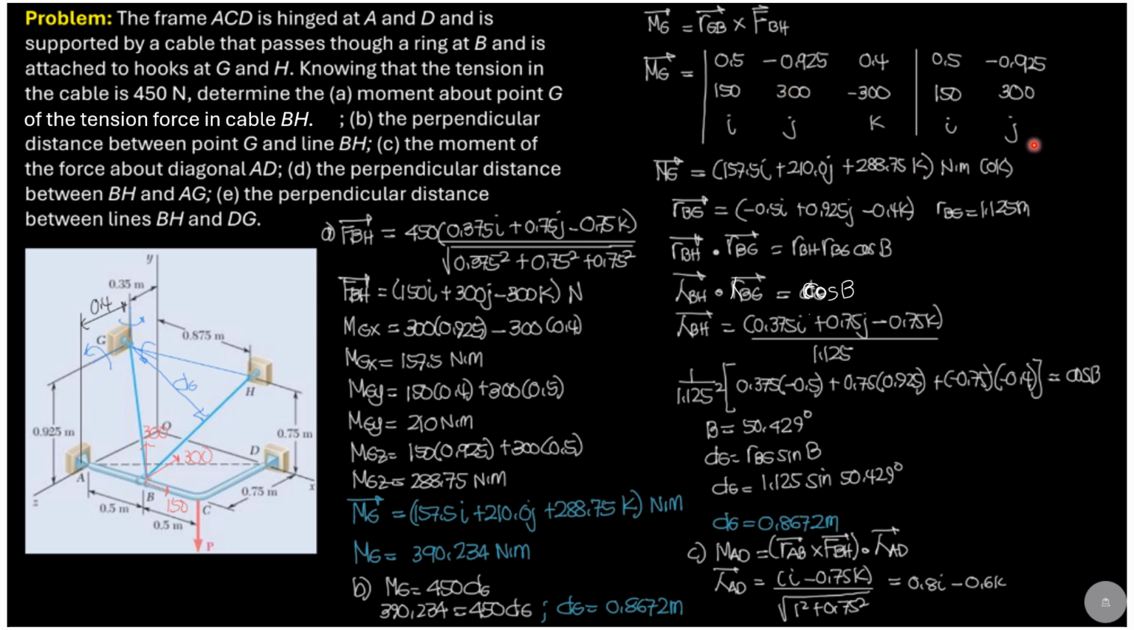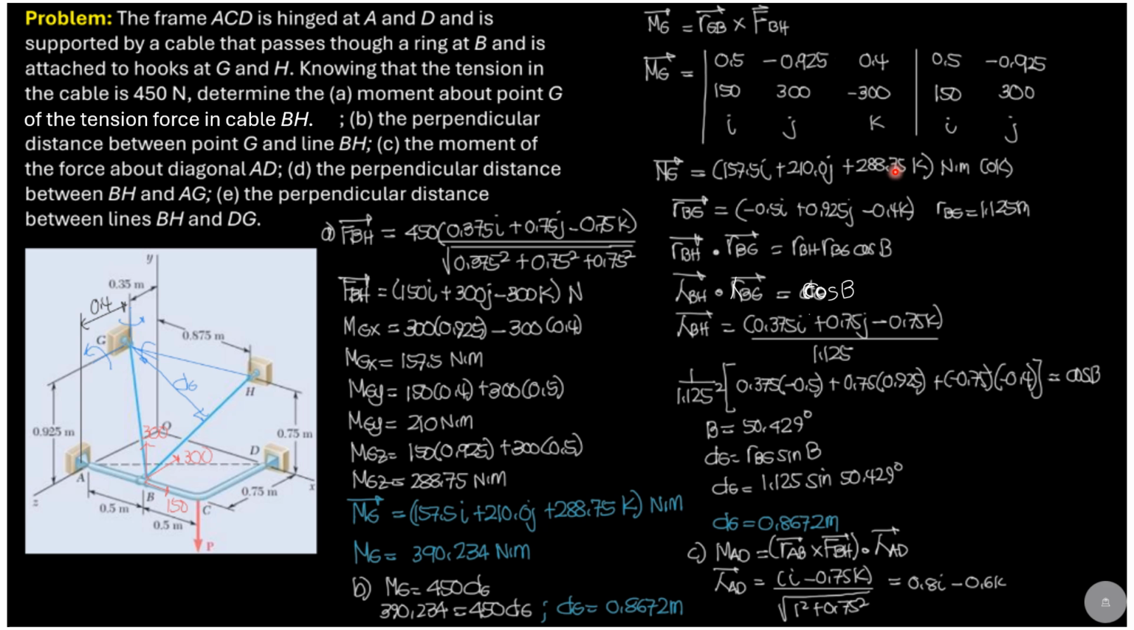Copy the first two column elements, then check. Negative 0.925 times negative 300 i minus 300 times 0.4, so that's 157.5 i. 0.4 times 150 j plus 300 times 0.5, that's 210 j. Then 0.5 times 300, 150, plus 150 times 0.925, that's 288.75 k. So it matches with these results here. So that's correct.